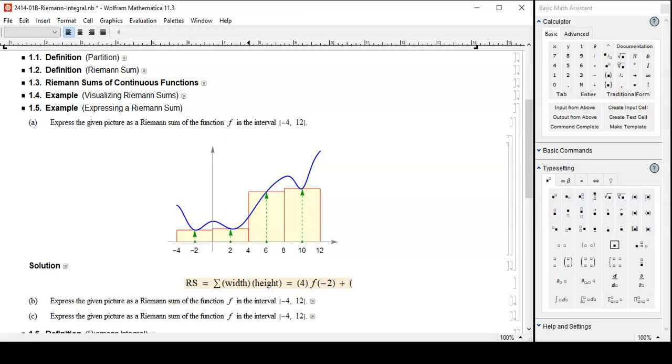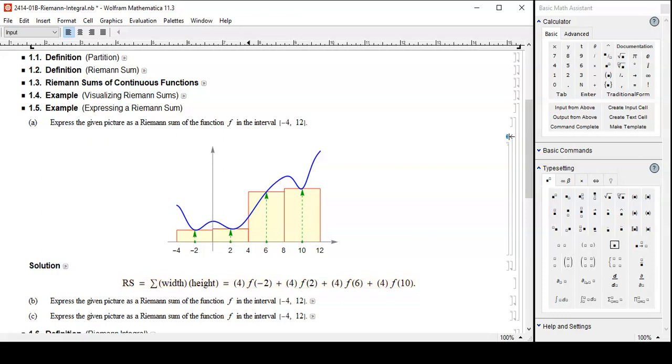Next, width is 4, and then function value is f of 2. Is that clear? Next, width is again 4, and function value is f of 6. I'm taking the midpoint approximation. That's the height. And finally, 4 times f of 10. That's the Riemann sum. I did not give you any algebraic expression of this function, and I did not give you any other number here, so there's no way to approximate this thing any further.